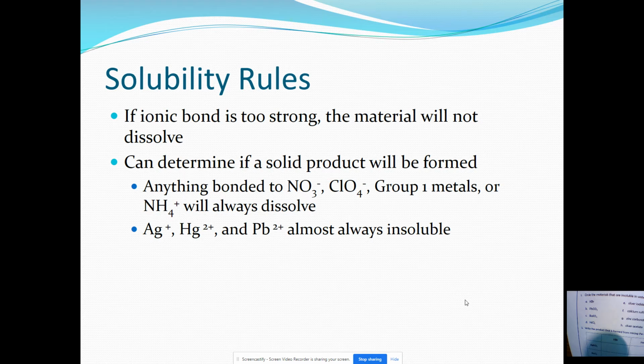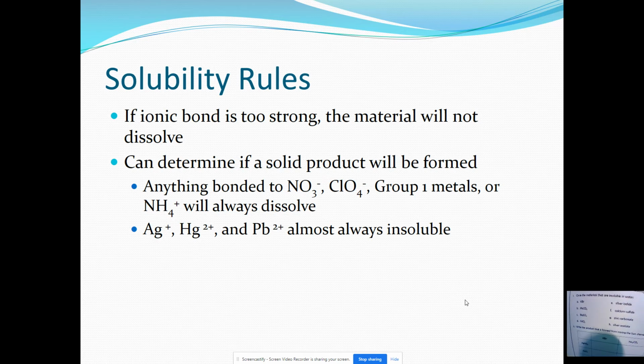Solubility rules will help us predict whether or not a precipitate will form. If an ionic bond is too strong, that material will not dissolve. And we can determine whether or not the precipitate will form based on our rules. You do not need to know these rules. They are in your notes, which you can use on your test. So we can determine if a solid product will be formed based on these rules.